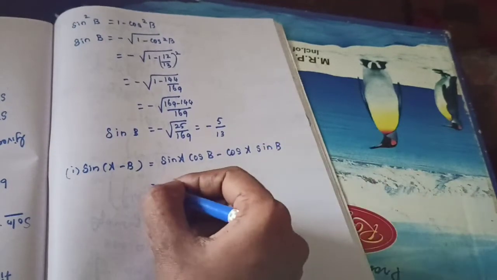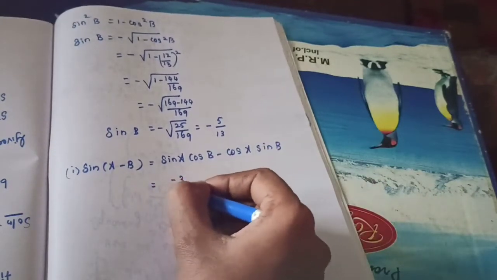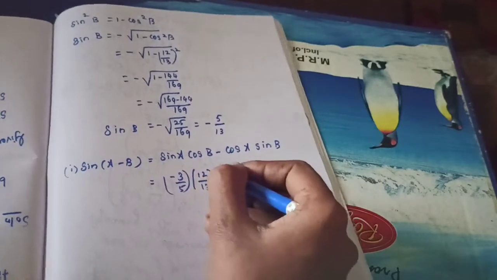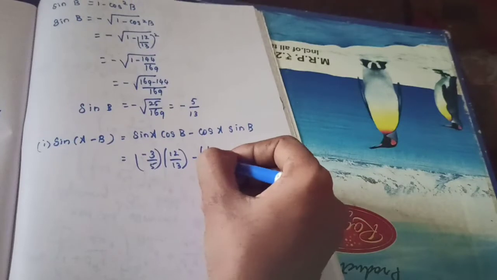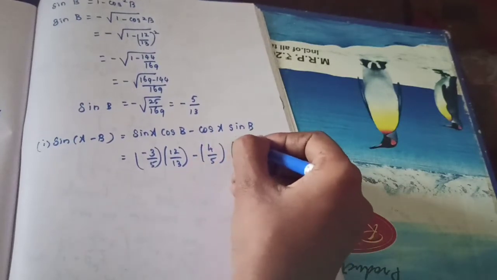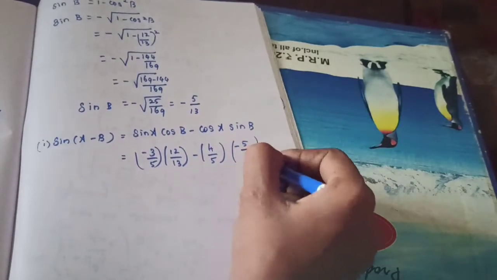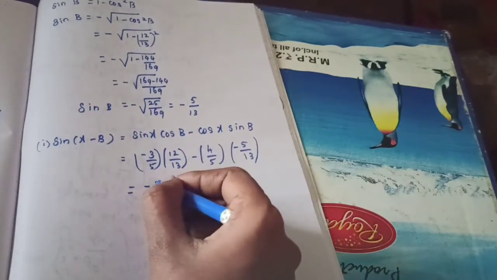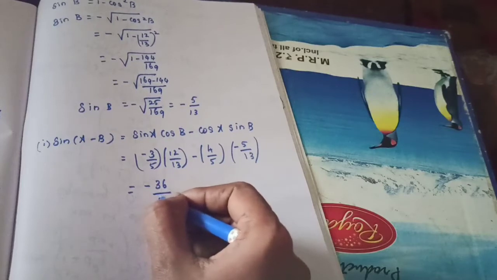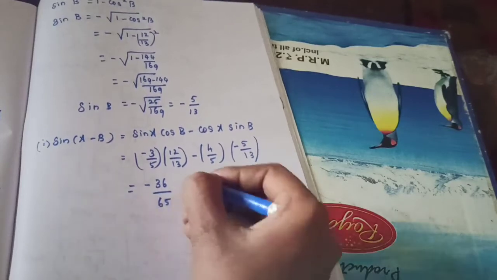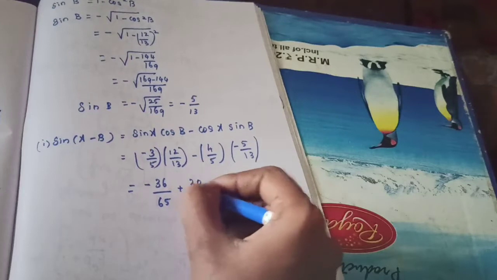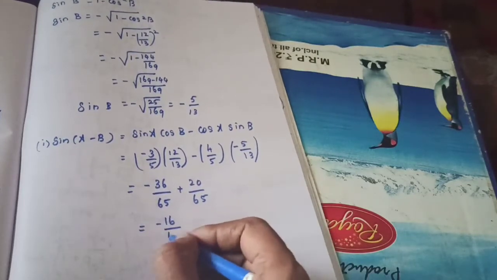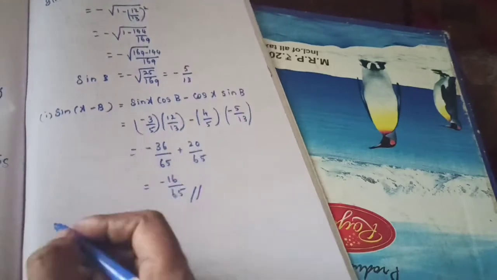Substitute in the formula. Sine A, what's the value? Minus 3 by 5. Cos B, 12 by 13. Minus cos A, 4 by 5, times sine B, minus 5 by 13. Simplify everything. That's equal to minus 36 by 5 into 13, which is 65, minus into minus plus 20 by 65. Add it, you will get minus 16 by 65. This is the answer for the first Roman.